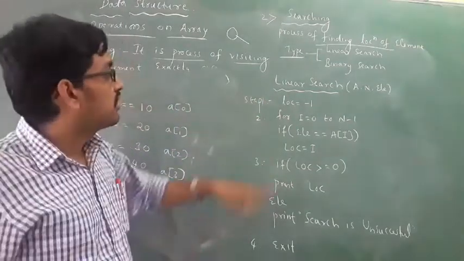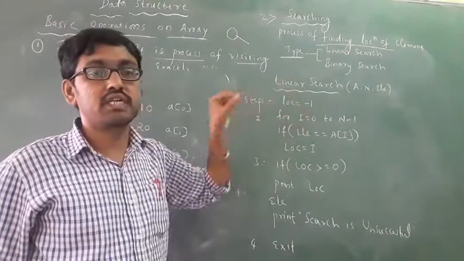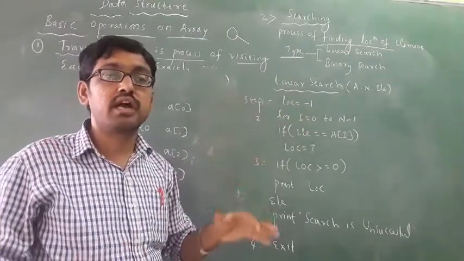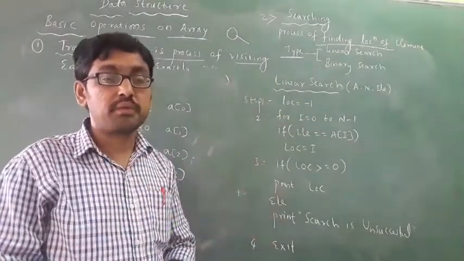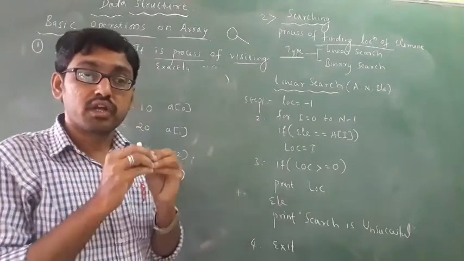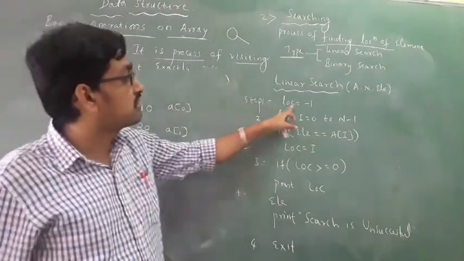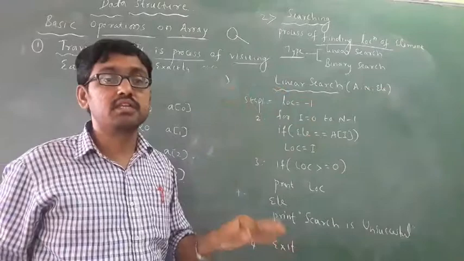See, first location equal to -1. Location equal to -1 means I am still finding the element. I am searching for the element. The location is not found yet. Okay, location equal to -1 means, what does it mean?